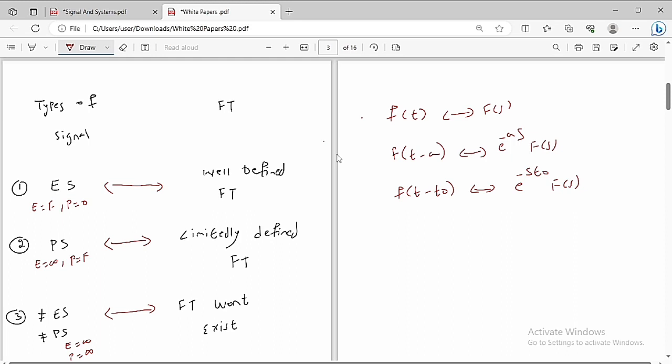If you want the Fourier transform, just replace s by j omega, then what are you going to get? You are going to get e to the power of minus j omega t naught into F of omega. So you can write like this. Here minus means here minus, here plus means here plus. Same thing I have discussed, right? Here plus means here plus, here minus means here minus.